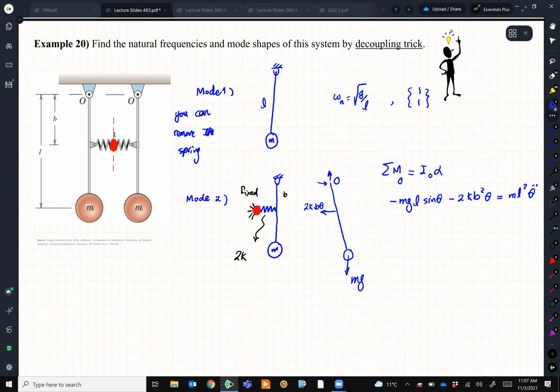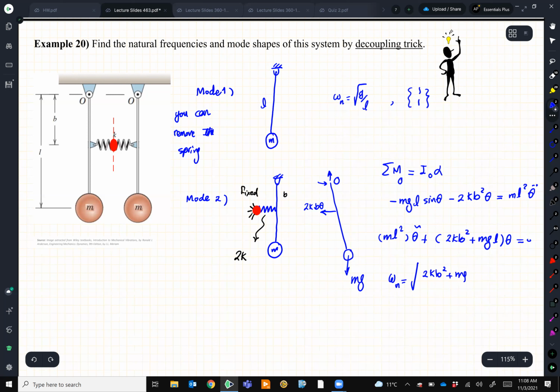That's a single degree of freedom. You've solved way more difficult problems than this one. Order it, get rid of sine theta. So we'll get mL squared theta double dot plus (2Kb squared plus mgL) theta equal to 0. So that's my equation of motion, and simply my natural frequency will be equal to the square root of (2Kb squared plus mgL) over mL squared, or I can simplify it.